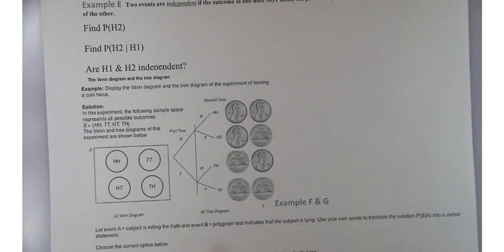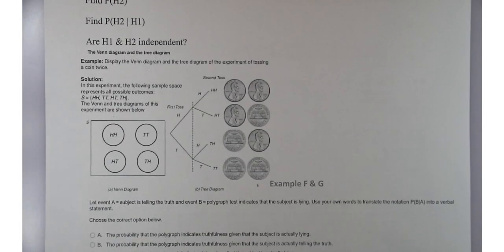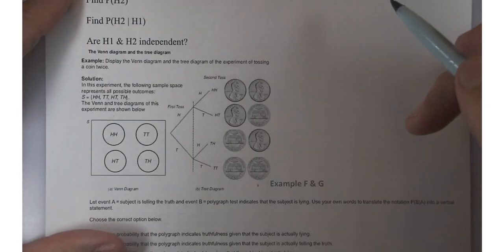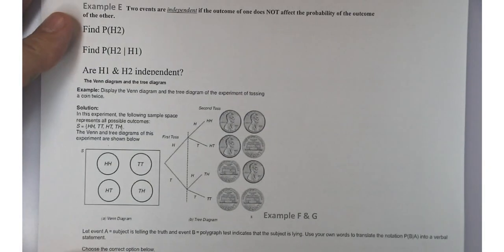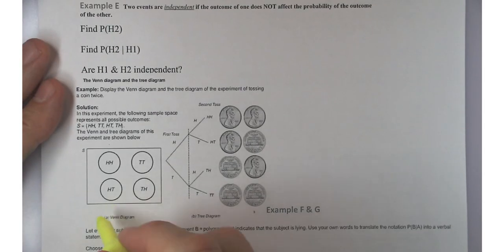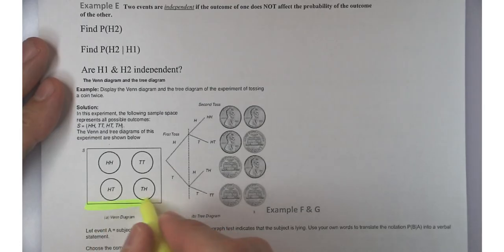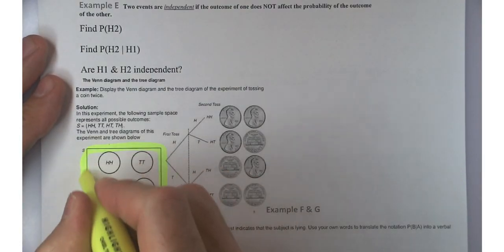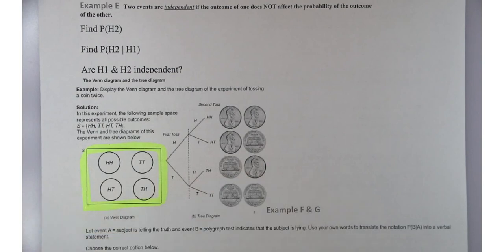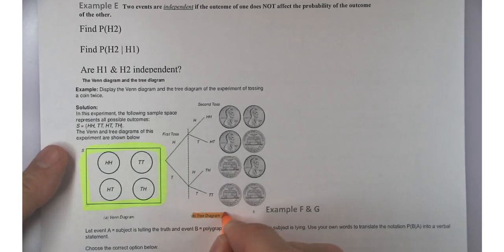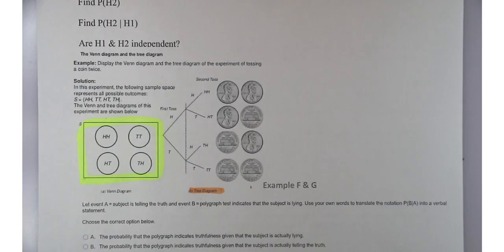Let's move over to this one down here, example E. And I've got a couple different looks at a sample space. So there's this one right here, which is a Venn diagram, and this one right here. So what's the experiment? Well, the experiment is you're flipping two coins. So that one, here's your tree diagram. It's giving you more or less the same thing.